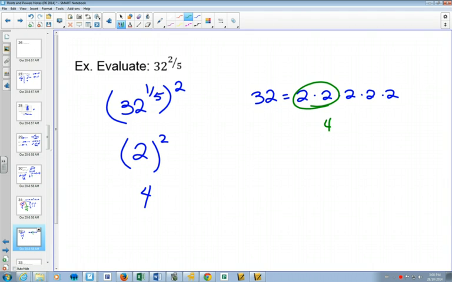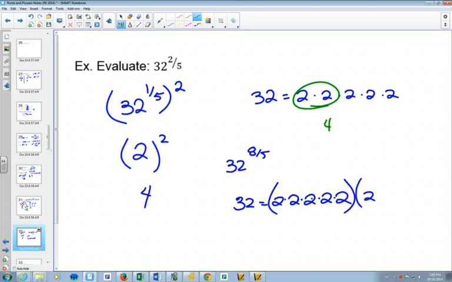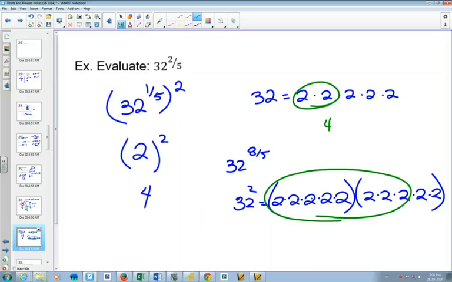It's a little bit harder to do to the 8/5 because, like when we did 32 to the 8/5 earlier, 32 is 2 times 2 times 2 times 2 times 2, right? That's 32. Times 2 times 2 times 2. That would be 32 squared. 8/5 would be that many of them, right?